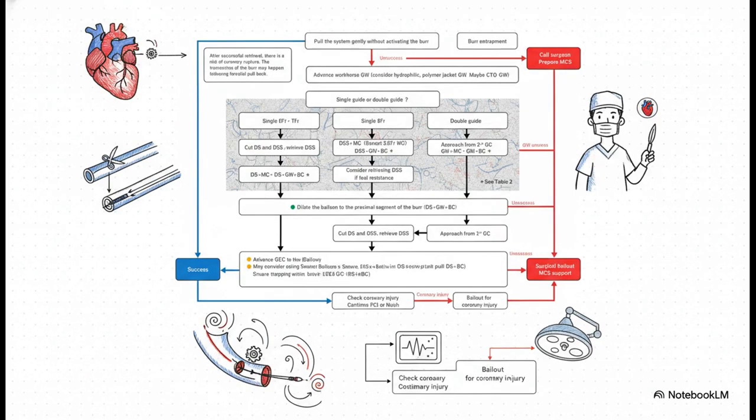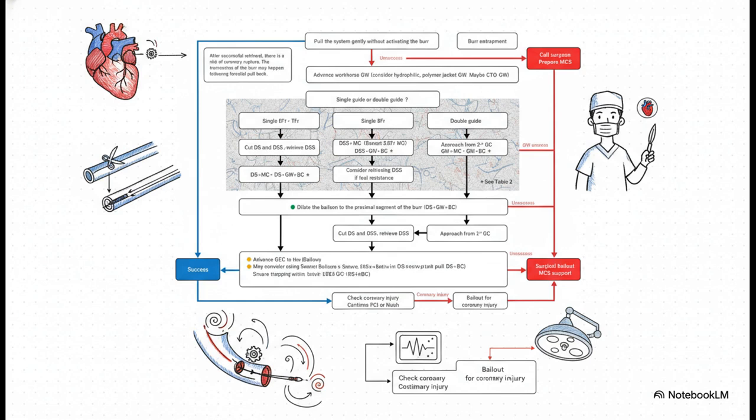Now, let's walk through this algorithm for burr entrapment. Step 1 is a gentle pull, no activation. If that doesn't work, your next call is to surgery. Get them on standby. Now you hit a decision point based on your guide catheter. If you're in a single guide system, 7 French or smaller, you have to cut and retrieve the drive shaft sheath. This is to make room for a second wire and a bailout balloon. If you're in a larger guide or a double guide system, you can just advance a second wire directly.